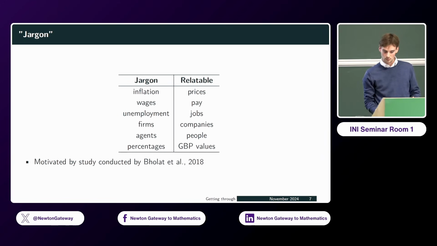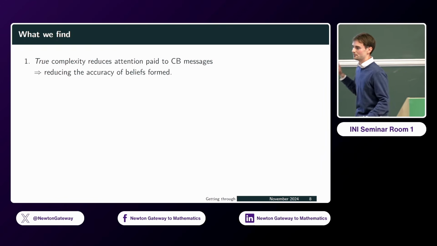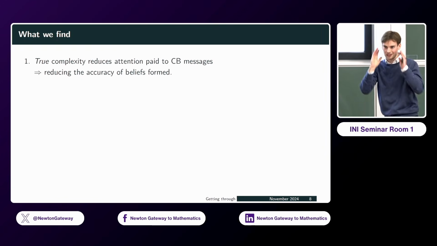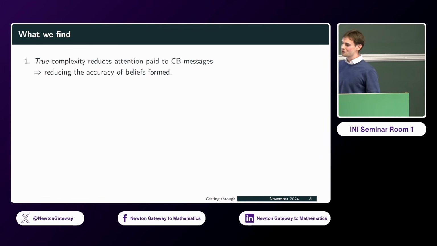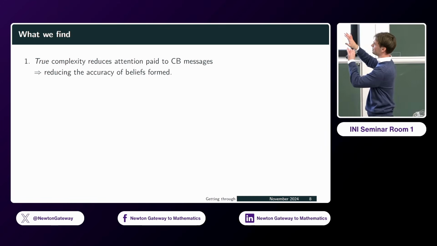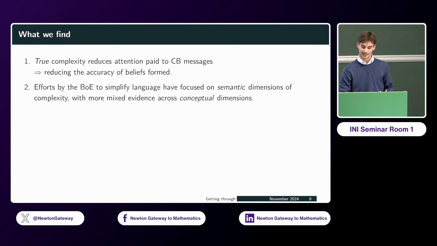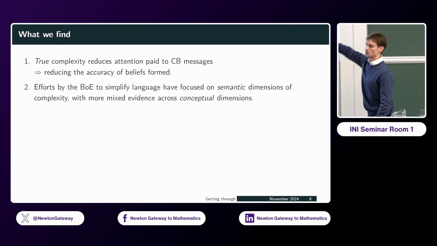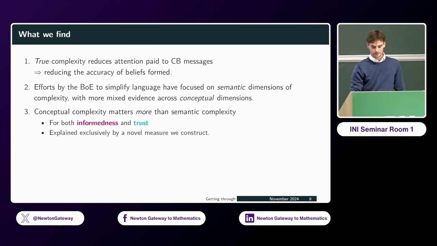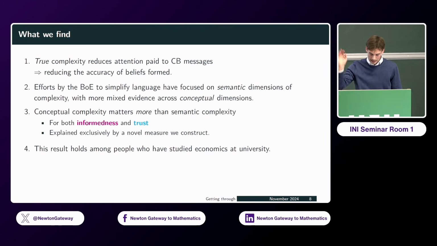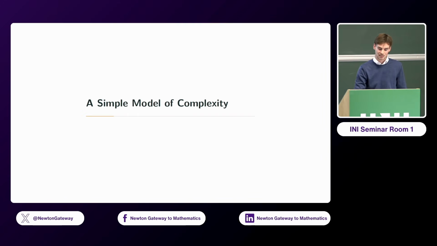that information more. Now, what we find, close your ears if you don't want the spoilers, but we essentially find the following. True complexity reduces attention paid to central bank messages, theoretically, and then we show that conceptual dimensions of complexity rather than semantic dimensions are what matters most for informant interest, and then something else. But I'll skip past that to get into the meat of it.